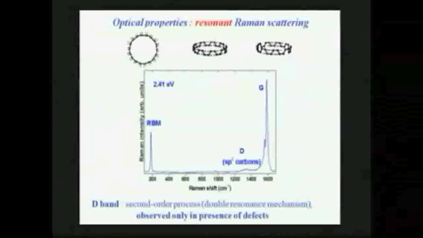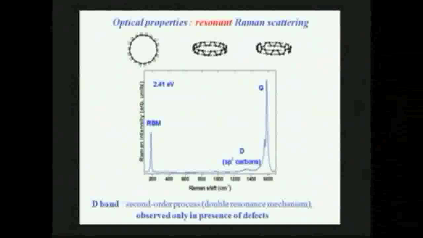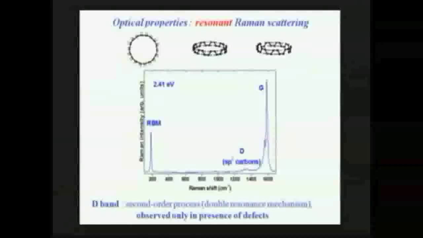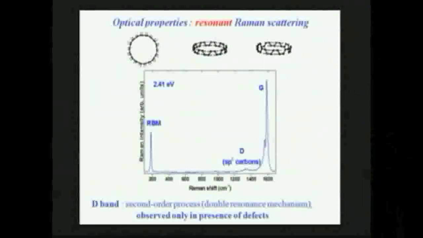But if you are multi-wall, usually you won't see that because the resonance will be decreasing with the diameter, and when you have multi-wall, if you have more than 10 shells, the outer diameter is above 4 or 5 nanometers, and then you don't have resonance anymore.